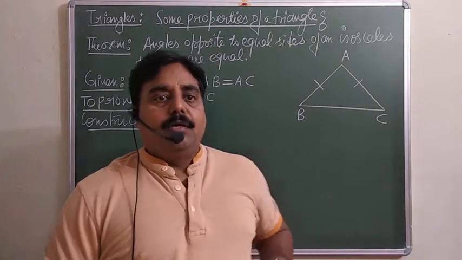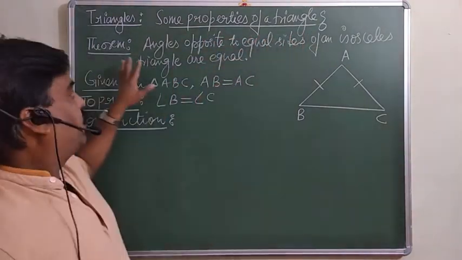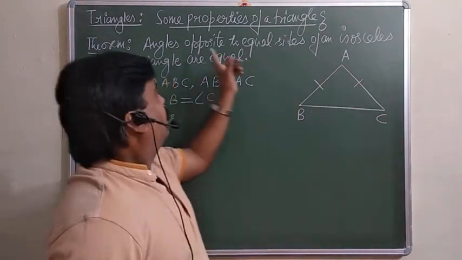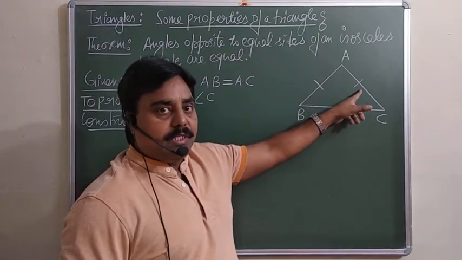Hello everybody. Now we are going to discuss some properties of a triangle. So first we are taking a theorem. Triangle ABC is an isosceles triangle, meaning the angles opposite to equal sides. These two sides are given equal, which is an isosceles.